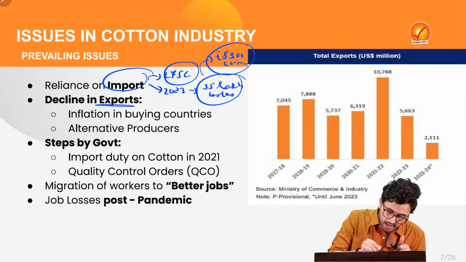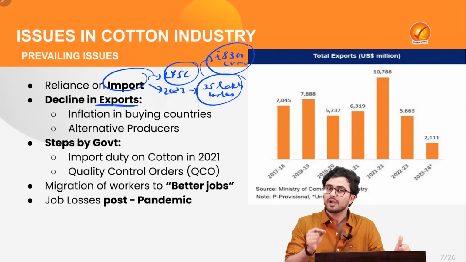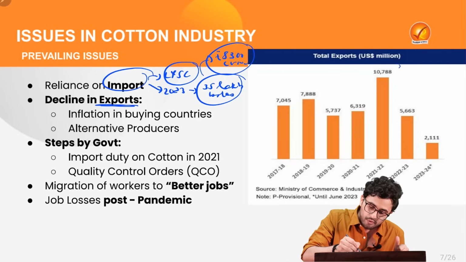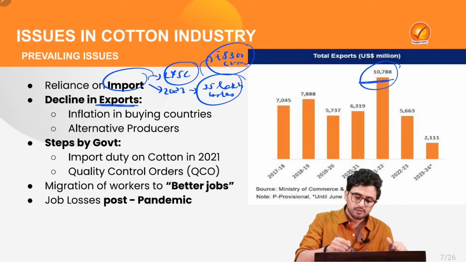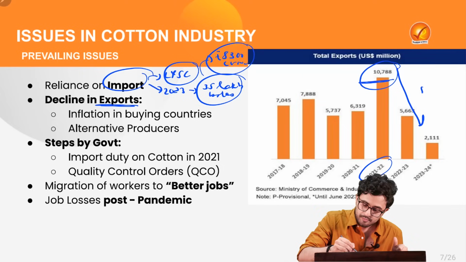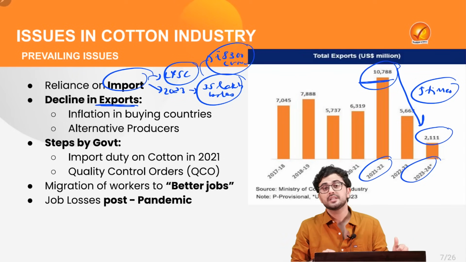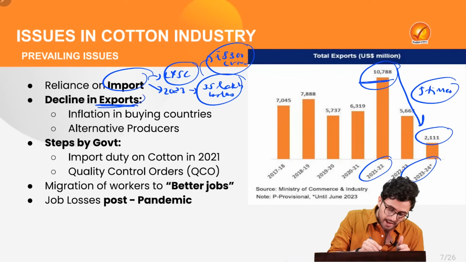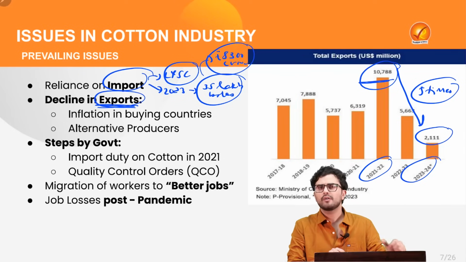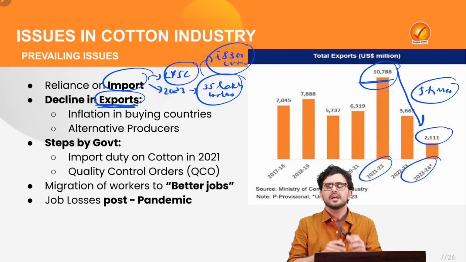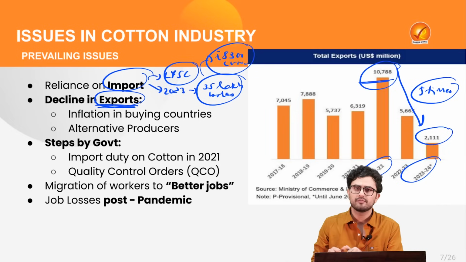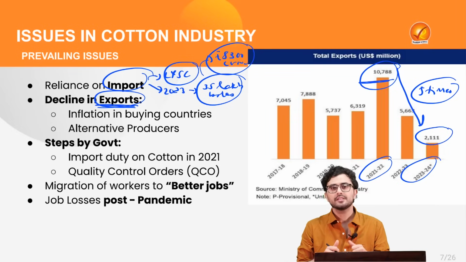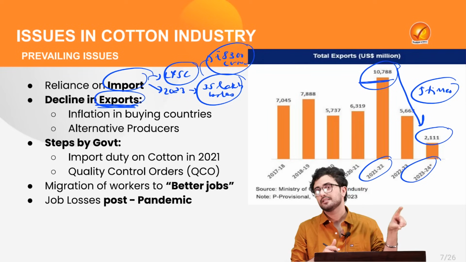At the same time, there has been decline in exports, as you guys can see in the table, that from exporting around $10,000 million in the year 2022, there has been 5 times decline in the year of 2024. This decline in export has been caused because of the inflation in buying countries such as in Europe because of geopolitical tensions such as Russia-Ukraine war, or in the recent case the growing crisis in the Red Sea region.